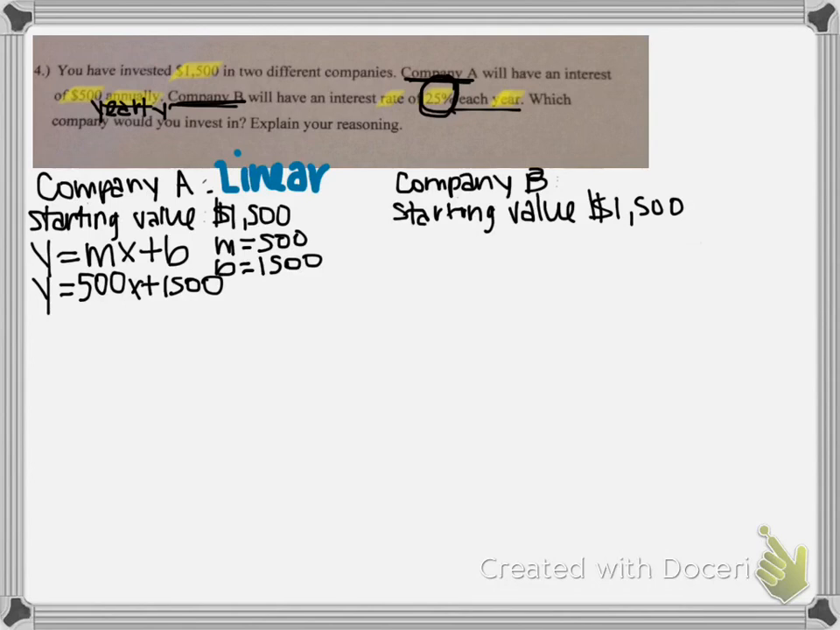Alright, so then we go to Company B. Since we did establish that we see a rate, that 25%, we can go ahead and assume that it's going to be exponential. And when you invest money, of course you're going to invest into something that's going to bring your money up. So we're going to assume it's definitely growth. We don't want a decay one, right?